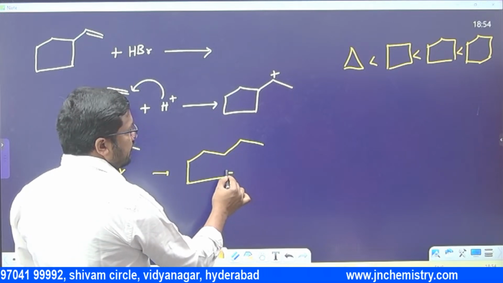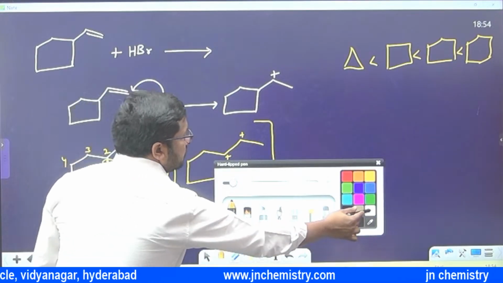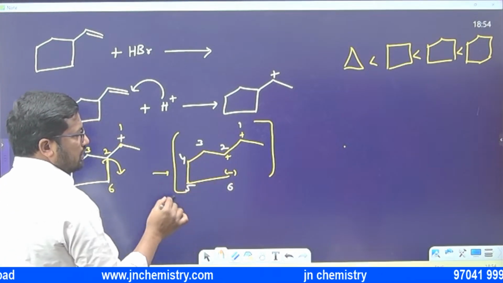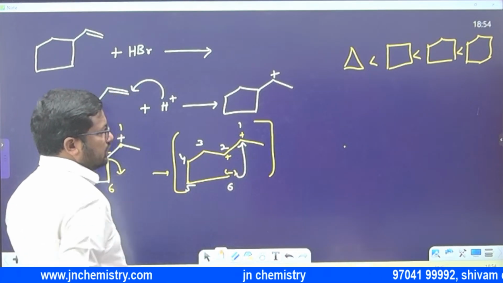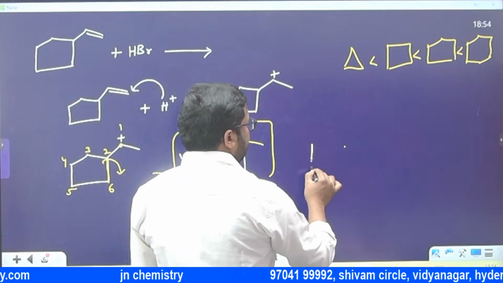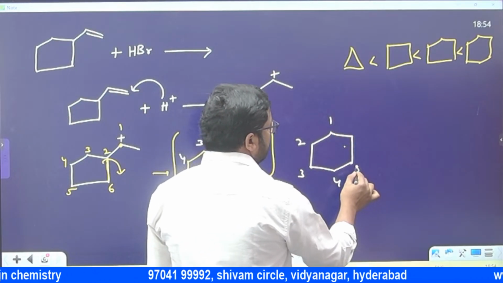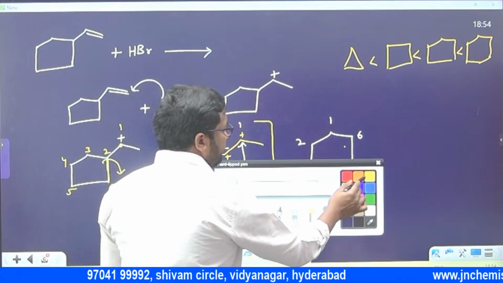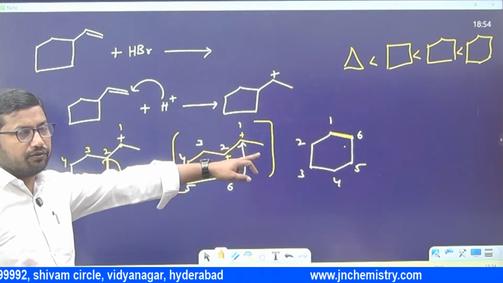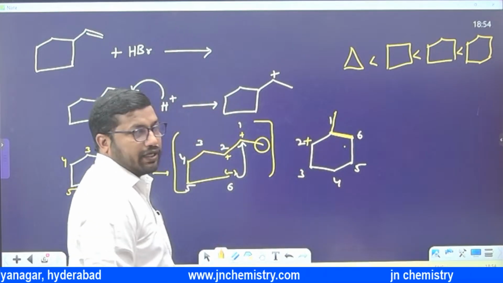Imagine the breaking is like this. Actually, this is just an intermediate step; I am telling it for understanding purposes. The 6 is going to attack the first position. So blindly write the 6-membered ring, then give the numbering as you wish. Now the new bond is formed between 1 and 6. At the first position there is one methyl group. At the second position, we have the carbocation.